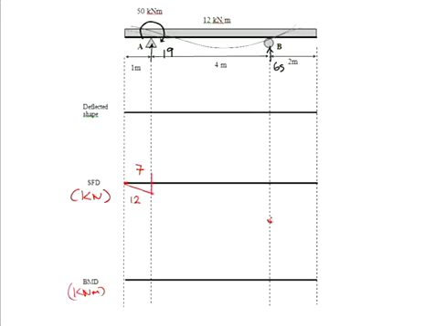In actual fact, I said the slope of your shear force, dV/dx, is equal to W, which in this case is 12 kilonewton per metre throughout. So when I draw these slopes in here, they should all be parallel to one another.